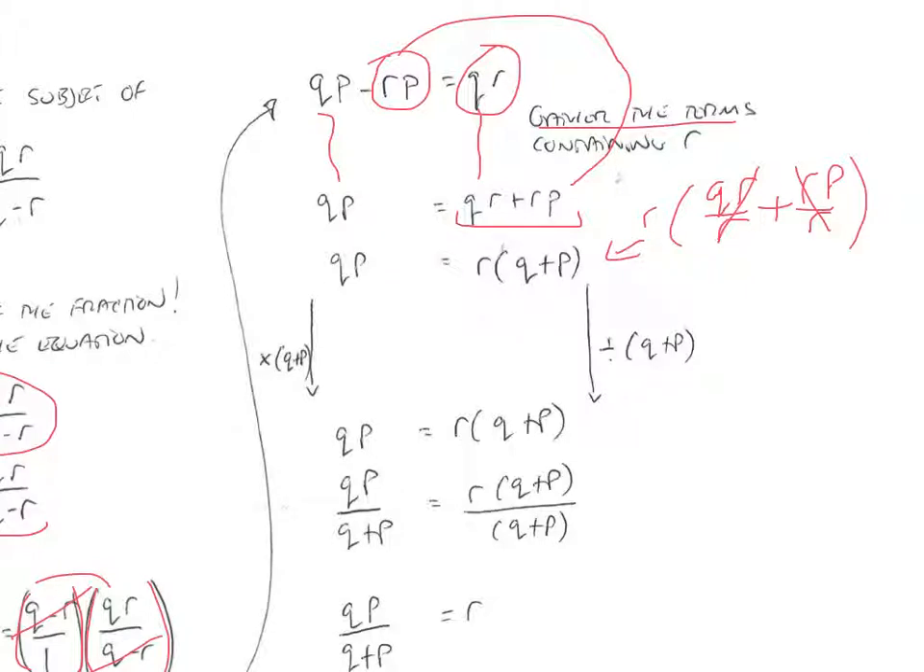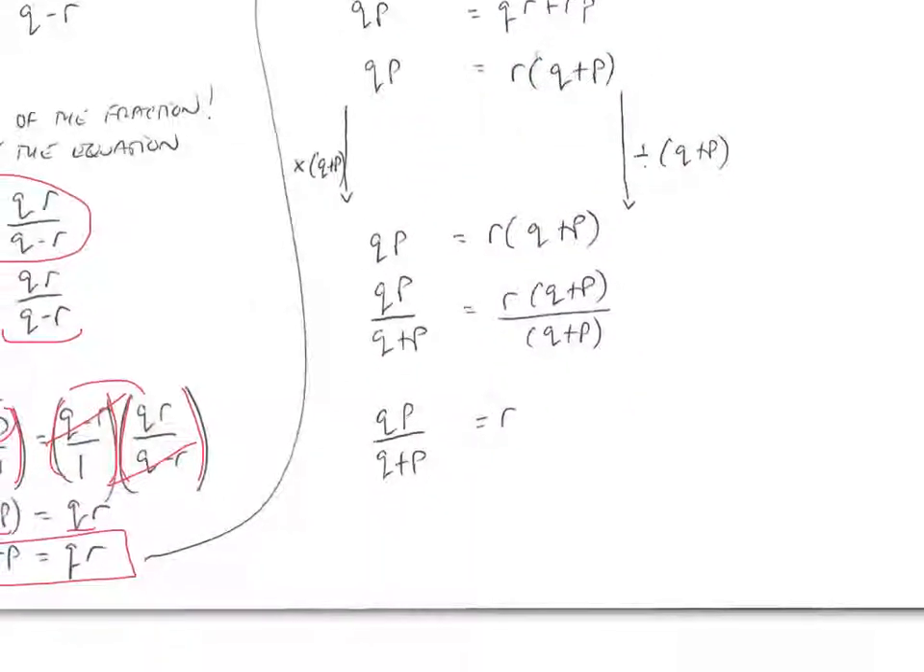We have this equation now that we can look at what's happening to R, and we can see that R has been multiplied by Q plus P. So we'll divide all terms by Q plus P. So if we rewrite our equation here, we've QP equals R times Q plus P. We'll divide QP by Q plus P, and we'll divide R times Q plus P by Q plus P. And we can see then that Q plus P will cancel with Q plus P on this side. So we're left with R is equal to QP over Q plus P.